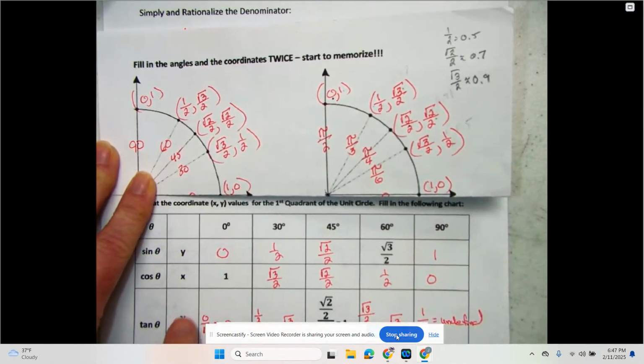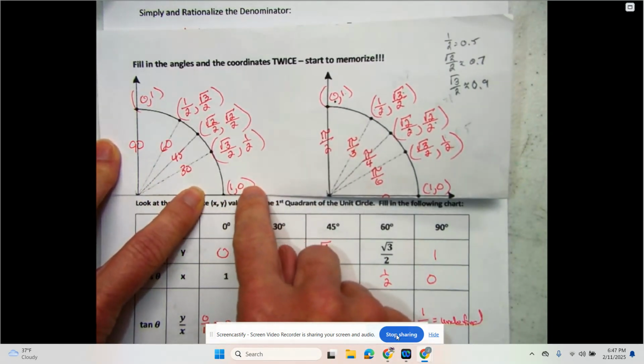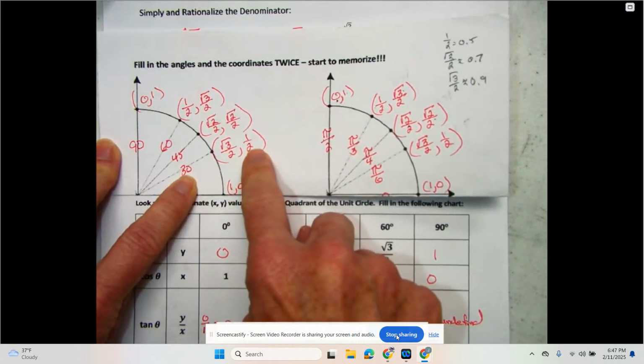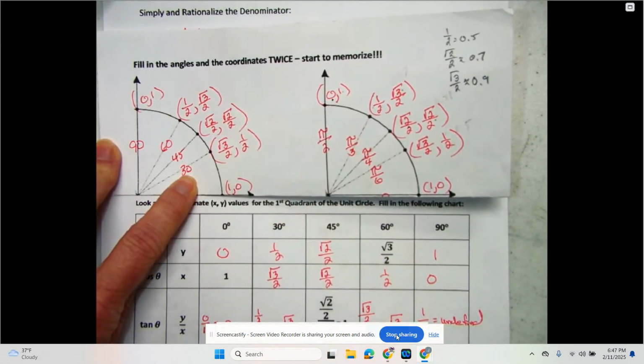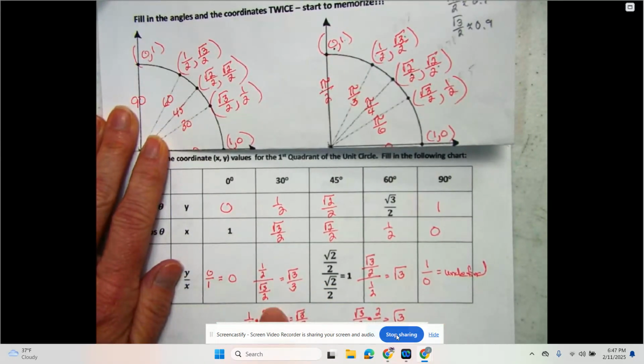And then for tangent, it's y over x. So what's the tangent of 0? Y over x, 0 over 1, which is 0. What's the tangent of 30? 1/2 divided by the square root of 3 over 2, which simplifies to square root of 3 over 3. You multiply by the reciprocals, your 2's reduce away, you get 1 over the square root of 3, which is square root of 3 over 3. That's just like the problem on the front.